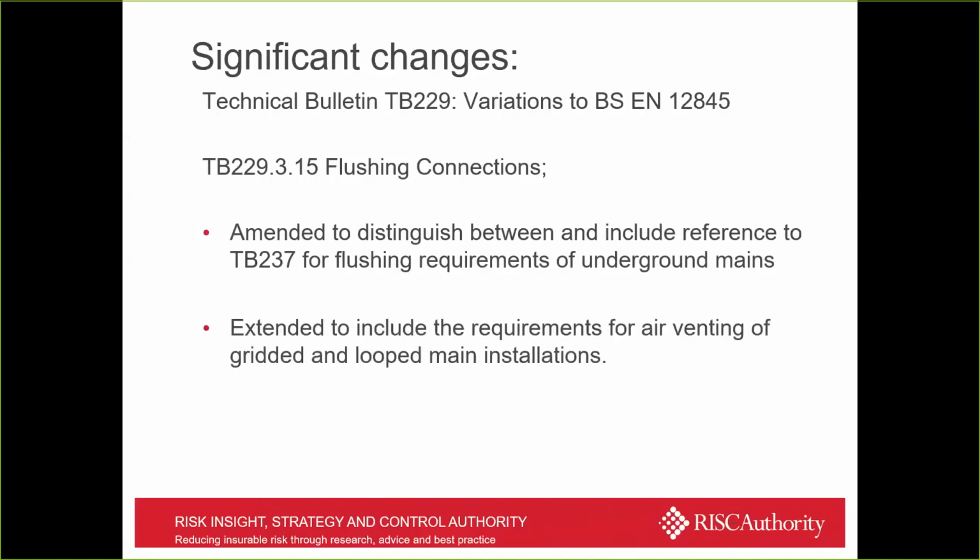We've also taken the opportunity, though, at this stage to include a requirement for air venting of gridded and loop systems. It's included in this flushing TB amendment because the only reference to air venting in BSEN 12845 is in the clause, I think it's 15.6, regarding flushing. So we've kept the air venting in that same clause.